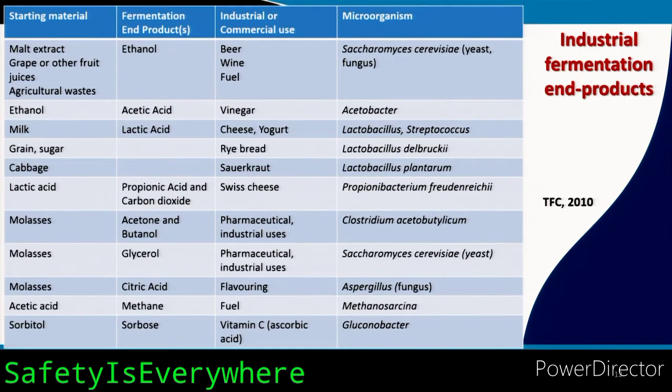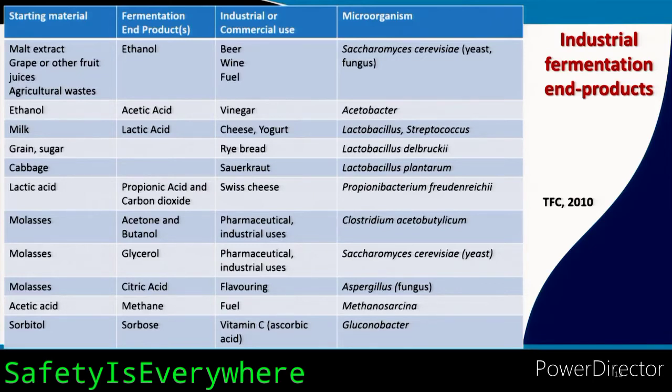Then we have the starting material ethanol, which can be converted to acetic acid. That's what we call vinegar. Commercially, it's sold as vinegar, and the microorganism responsible for it is Acetobacter. Our next example is milk. Milk can be converted by fermentation, the end product being lactic acid, and the industrial products are cheese and yogurt. Now, these processes are mediated by microbes like Lactobacillus and Streptococcus.